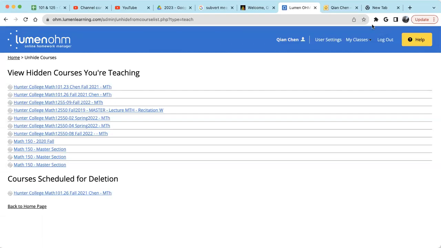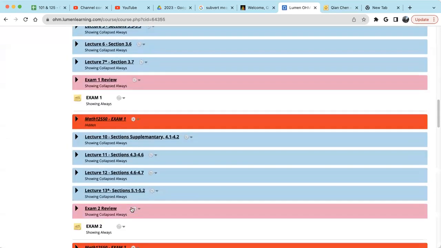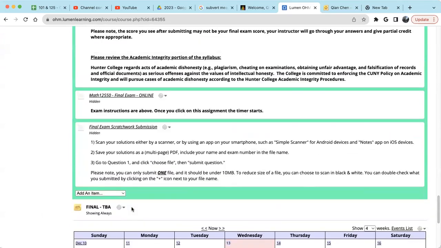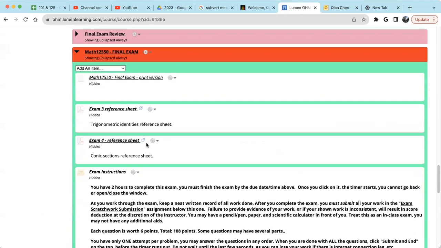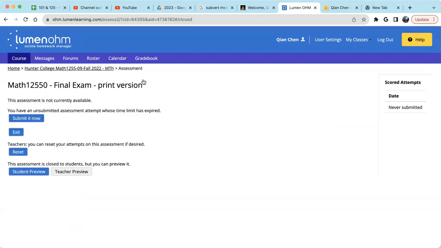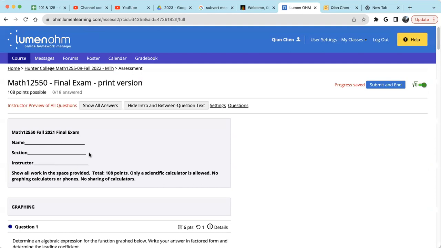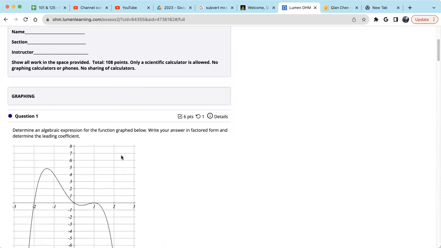Okay, as I promised, I'm going to work out one final exam for you. Let me choose this one. This is a close one, 2022 fall. Let's go to final exam. It's the online version, so let's find its printing version. I don't know why it shows 21, anyway.